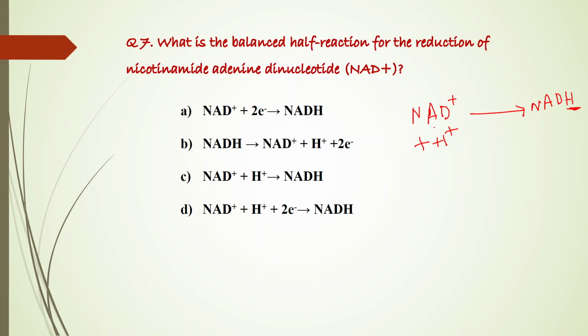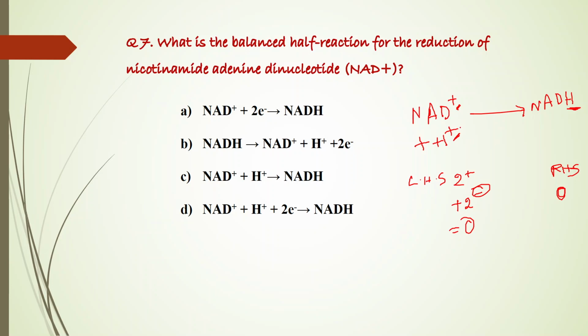How to do that? See, how many positive charges do you have here? H plus and NAD plus. And how much charge do you have on the right hand side? On the left hand side, we have two positive charges. On the right hand side, what is the charge? Can you see any charge on NADH? No. So on the right hand side, we have 0 charge. Fine. Now we have to adjust the charge as well. We have 2 plus here. That means we have to add 2 minus charges on the left hand side, so that overall we get a 0 charge on the left hand side as well.